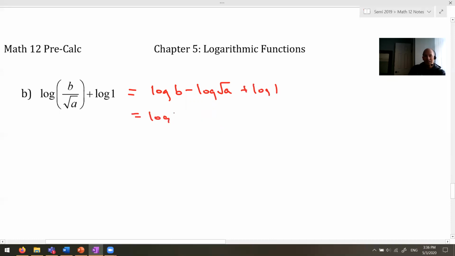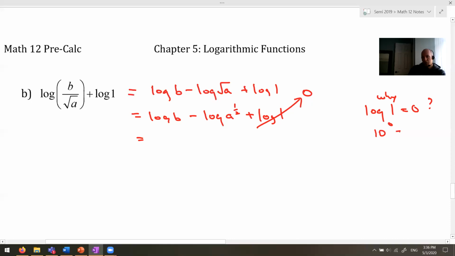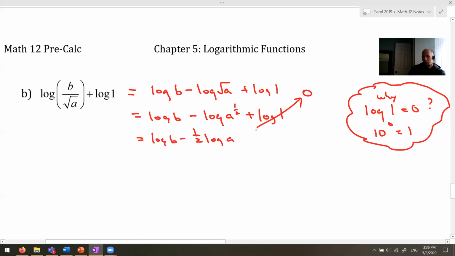Using a similar technique where we've got to get A by itself, we'll think of this as log A to the 1/2. Then we've got log 1 here. Now if you're sitting there shouting at the screen, but log 1 is just equal to 0, you're absolutely right. So let's stop writing that. If you need a refresher, why is log 1 equal to 0? Because 10 to the power of 0 is equal to 1. Okay, so this is equal to log B minus 1/2 log A plus 0.